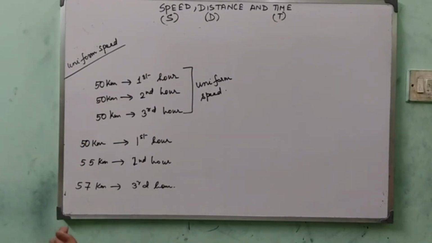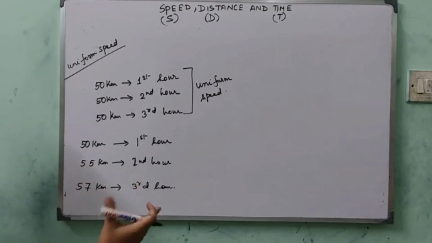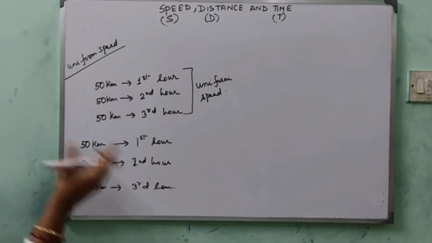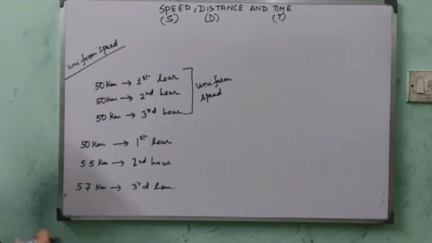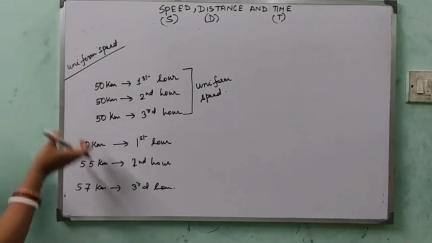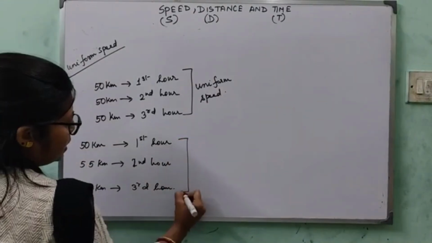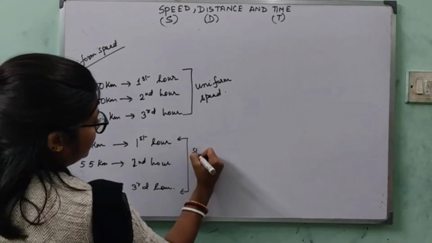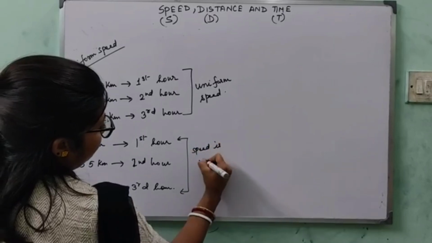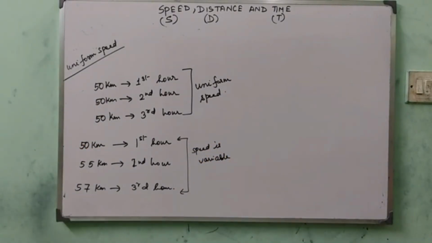So why do you think there is a difference in the distance? In practical examples, when we move on a road, we come across several obstacles. As a reason, we have to slow down our speed or increase our speed. As a result, there is a difference in the distance that is created. Okay, so in this case the speed is variable. It is changing.